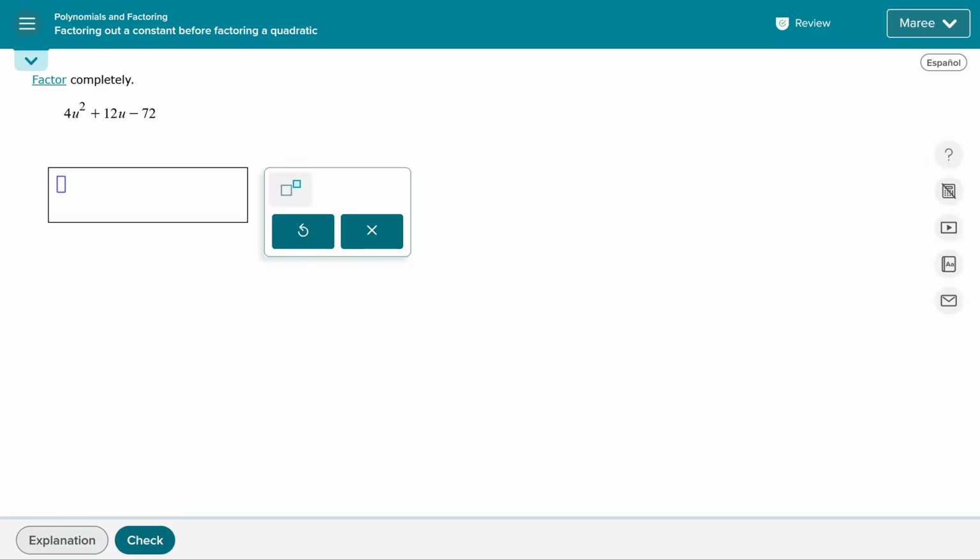This topic is called factoring out a constant before factoring a quadratic. So we kind of have to do what it says. We are factoring a quadratic. So I think the u squared, the u, and the constant, the n are going to stay the same. We can look and see, does 4 go into 12? Yes. Does it go into 72? Yes. So we're going to factor out the 4. And what we're left with, basically, we're dividing each term by 4.